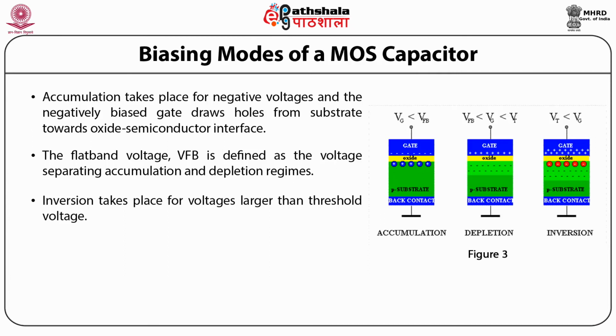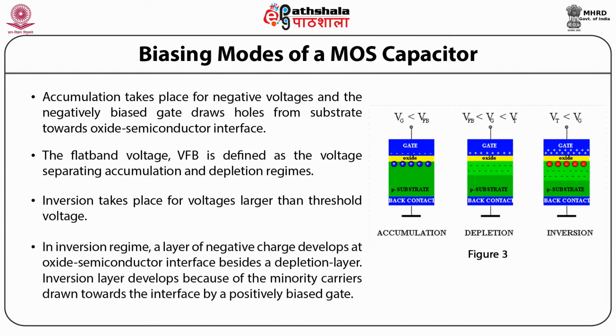Inversion takes place for voltages larger than threshold voltage. In inversion regime, a layer of negative charge develops at oxide semiconductor interface besides a depletion layer. Inversion layer develops because of the minority carriers drawn towards the interface by a positively biased gate.